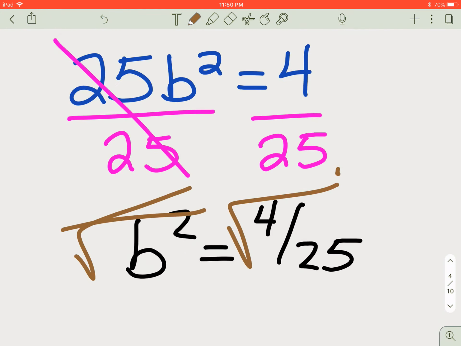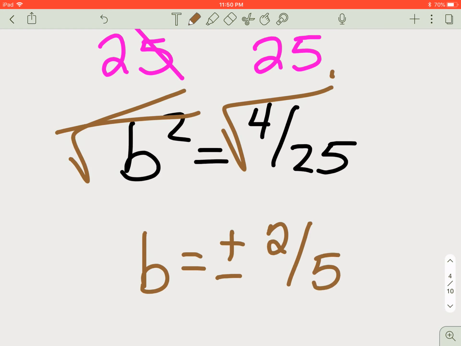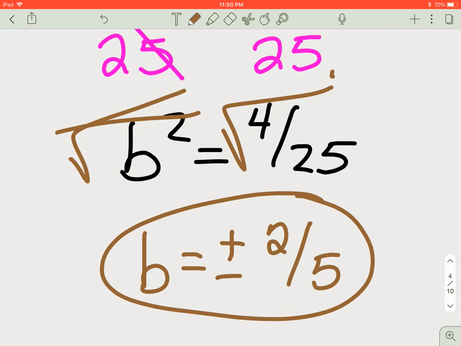My squared and square root cancel each other out, and I'd be left with the answer of b equals a positive or negative, like all these problems, 2/5. Because the square root of 4 is 2, and the square root of 25 is 5. So the answer to that one is b equals plus or minus 2/5.